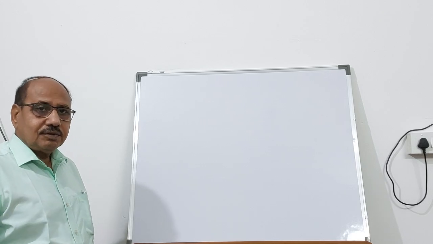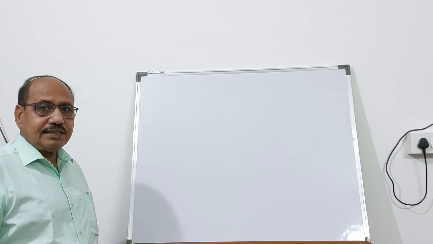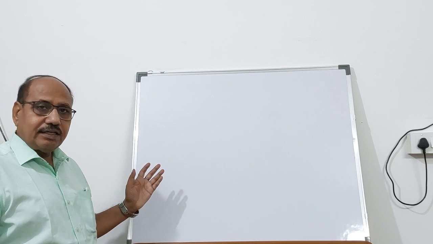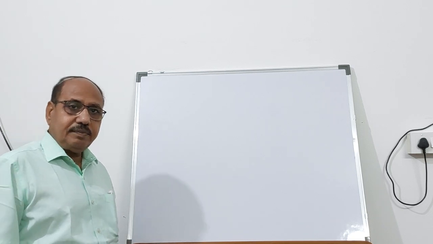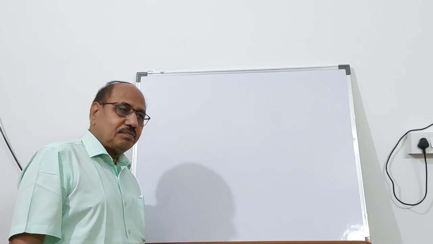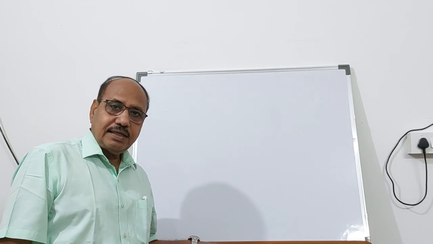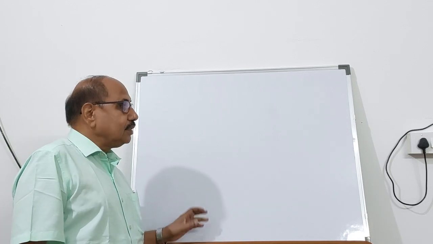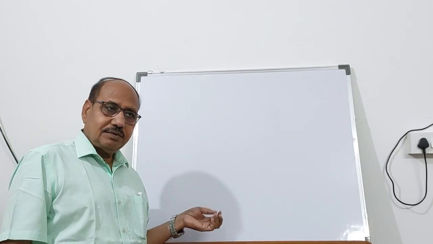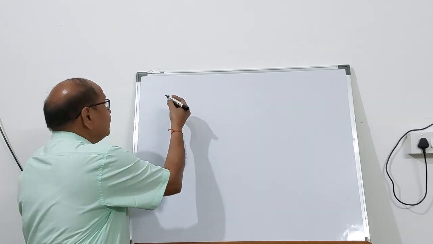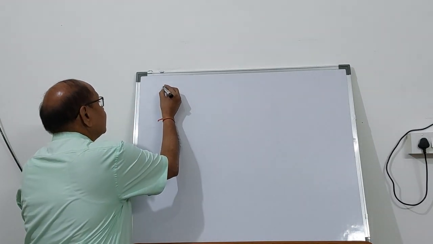Hello everyone. So we have seen Terzaghi's bearing capacity theory. The general equation is q = cNc + qNq + 0.5γBNγ. That is the ultimate bearing capacity that you have seen. So there is the ultimate bearing capacity equation.